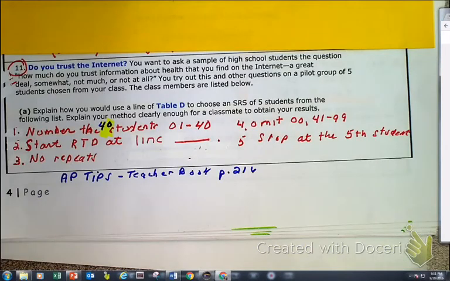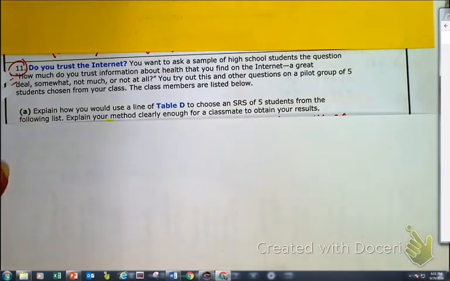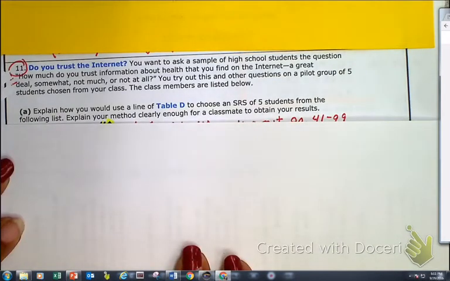Now, I'm going to do things a little backwards. Instead of doing the notes first, I'm going to jump into an example, and then I'm going to rewind and talk about the notes. So go to the bottom of your page 4. Go ahead and read this.